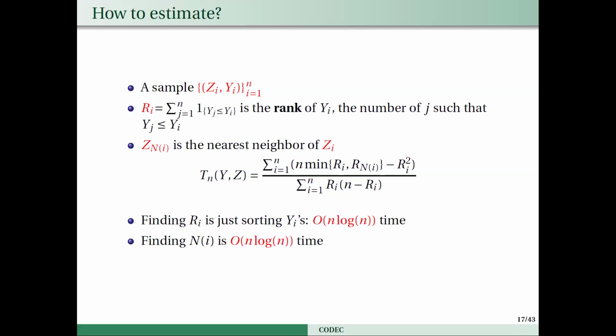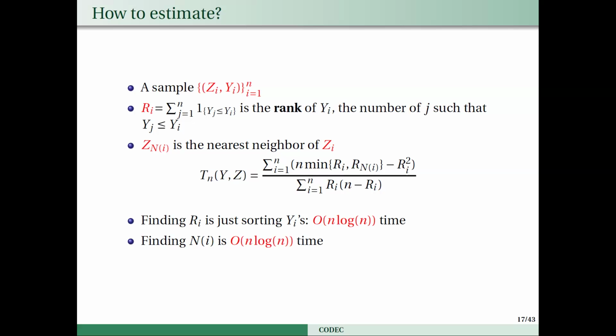For the estimation, you need a sample of size n of i.i.d. observations of these Z_i's and Y_i's. The second ingredient that you need is the rank of each observation Y. For each observation Y, basically you sort your Y_i's and see where this observation is standing. The next thing that you need is, for each Z_i, look among all the other Z_j's, figure out what the nearest neighbor of Z_i is, and call that Z_N(i). With the rankings and these nearest neighbors, we define the estimator in this shape.